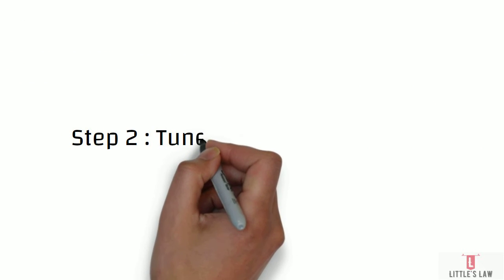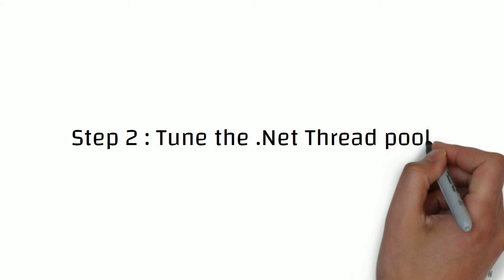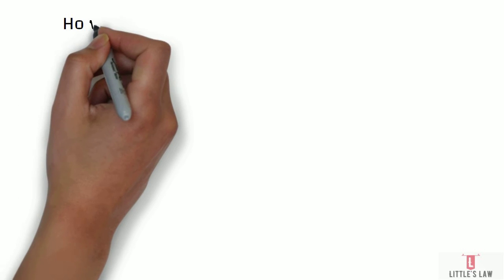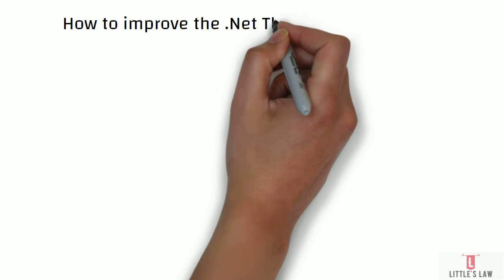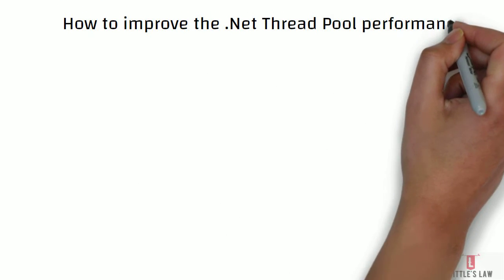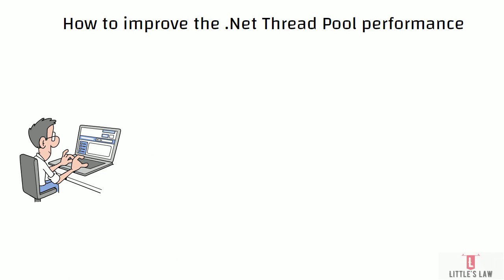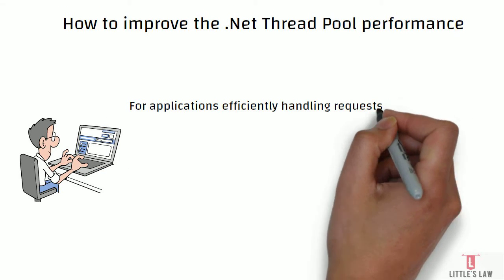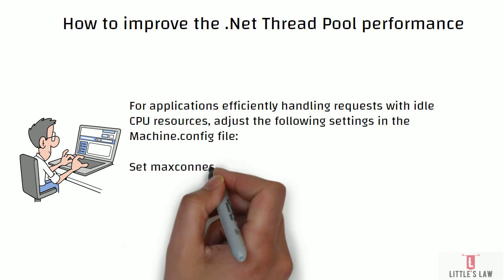So this is going to be more about numbers, and more into the connections and the threads in the machine configuration. So the second part is how to improve the .NET thread pool performance. To make sure your ASP.NET application runs smoothly, you have to follow these steps. So if your application is waiting around with nothing to do, you have to adjust some settings in the machine.config file.